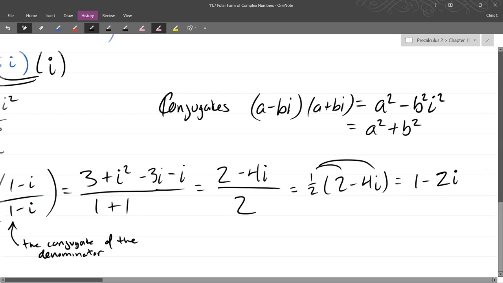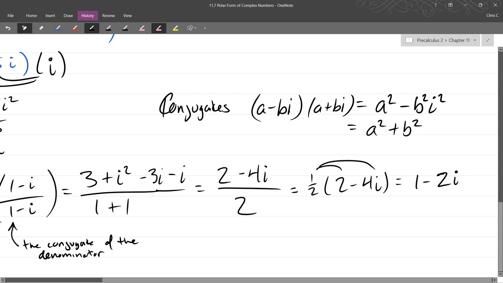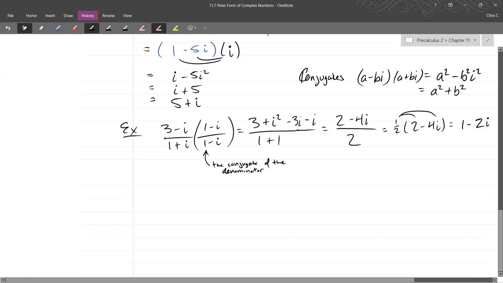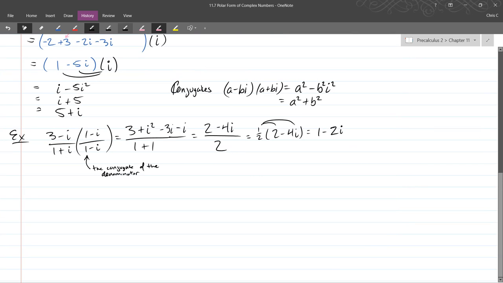So complex numbers have reciprocals. They're just not what you think. Any questions on this one before we move on? This is new, so it should be at least mildly confusing. Hopefully it becomes less confusing the more you do these.